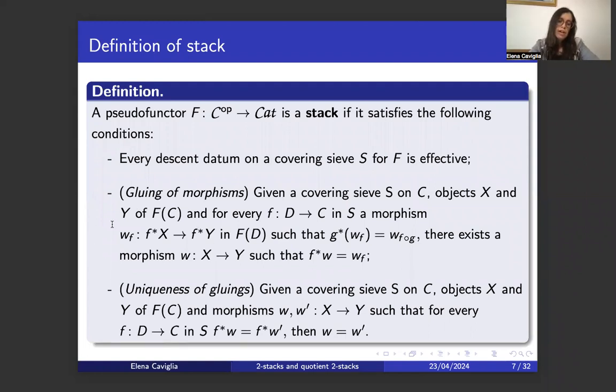So the first is a condition of gluing of morphisms. So if we have a covering sieve and we fix two objects in the image of C, and then for every F in the sieve, we have a morphism W of F, and these morphisms are compatible with respect to composition, then we can find a morphism W from X to Y such that F star of W is W of F.